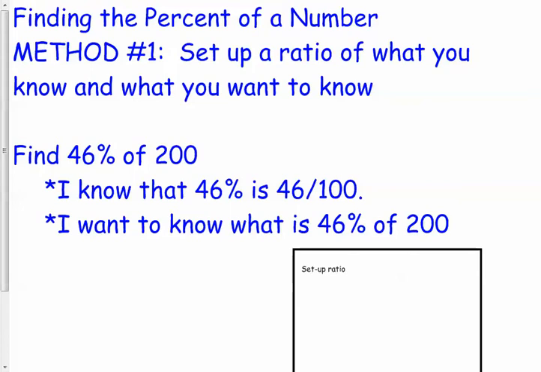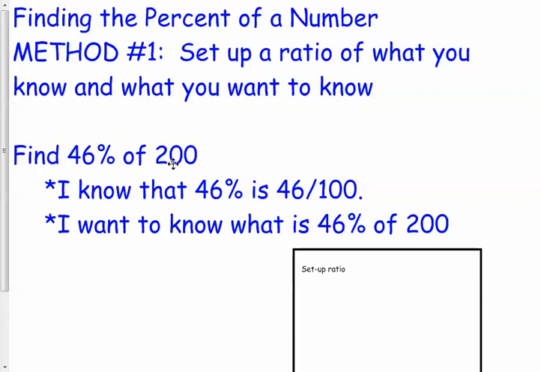The next topic is finding percent of a number. There's two methods. The first method is to set up a ratio of what you know and what you don't know, and then use your knowledge about equivalent fractions to fill in the blank that's missing. So here's our first example.